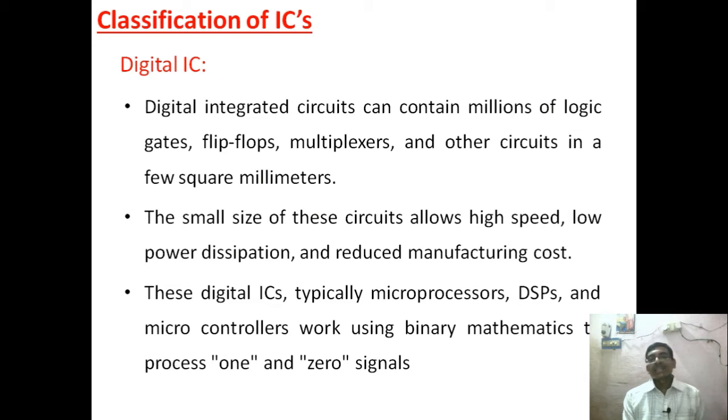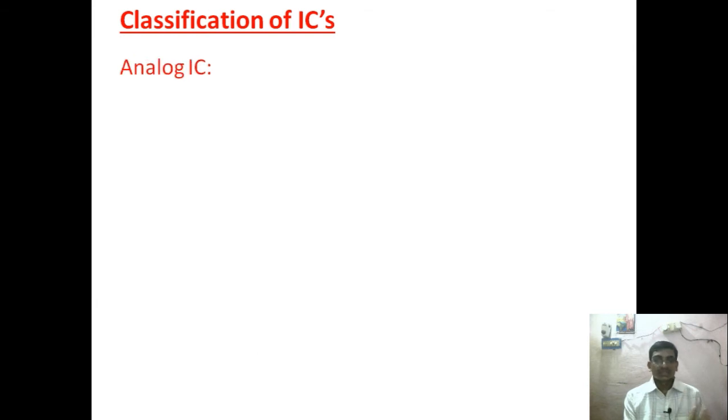So these digital ICs, typically microprocessors, DSPs and microcontrollers, work with binary mathematics, processing ones and zeros. We all know the microprocessor chips, microcontroller chips and DSP chips; everything is a digital IC. These ICs take zeros and ones as signal sequences, process them, and then give the output in the digital format only, zeros and ones.